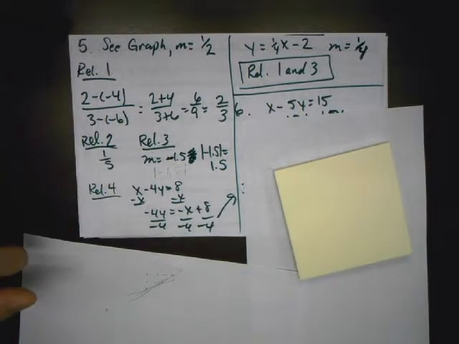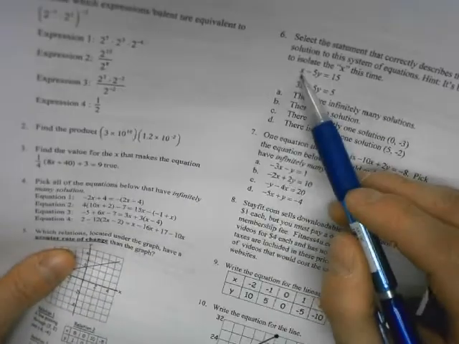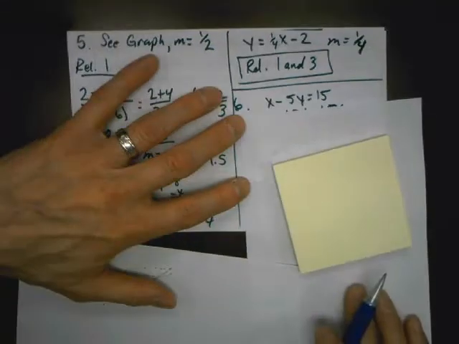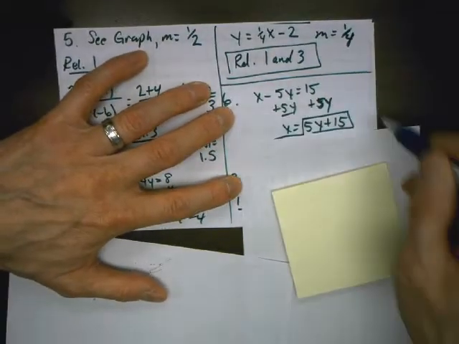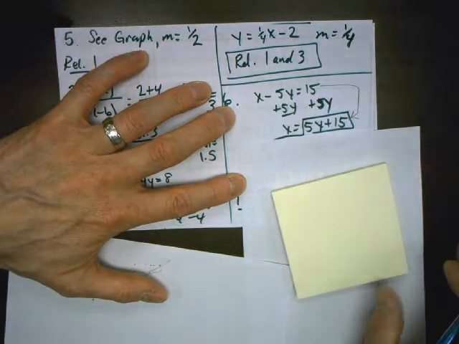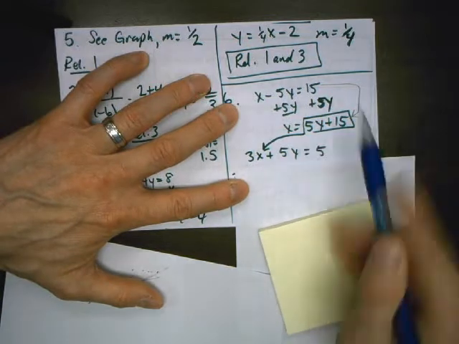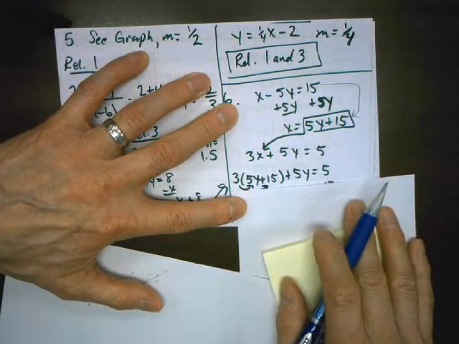For number 6, we're going to solve this system. I'm going to pick one of the variables that has no coefficient. So I'm going to isolate that x right there. I'm going to take the x, add 5y to both sides, and now this is the same equation right here. Since my variable is isolated, now I can substitute that into the other equation. Make sure you don't plug it into itself. But you got to put it where the x goes in parentheses.